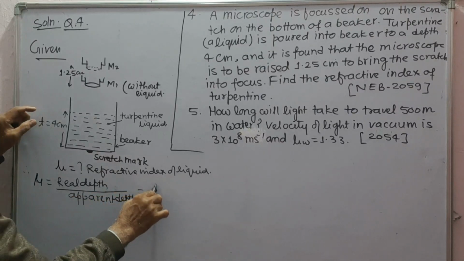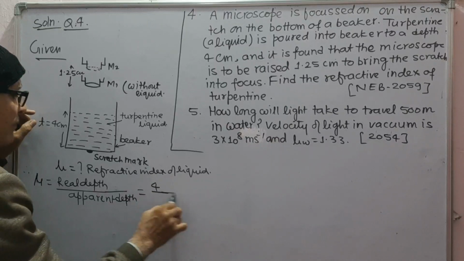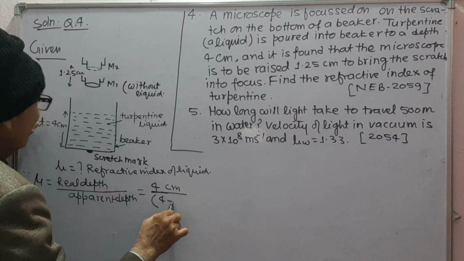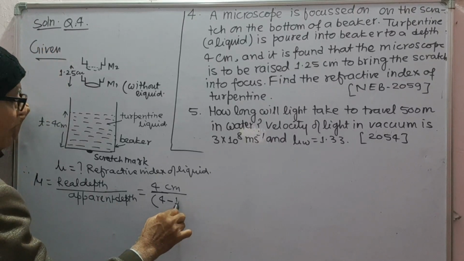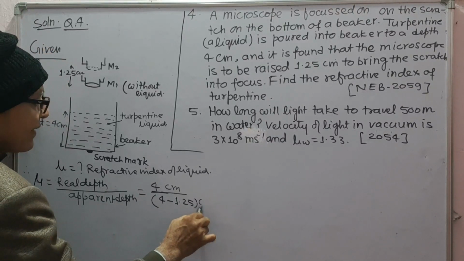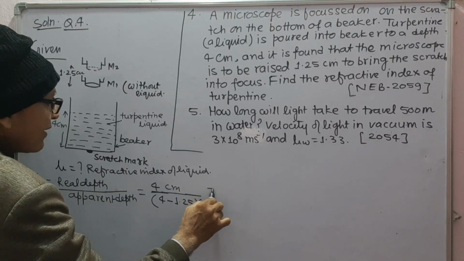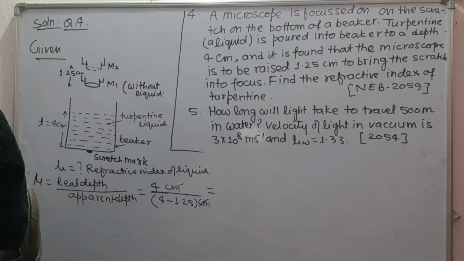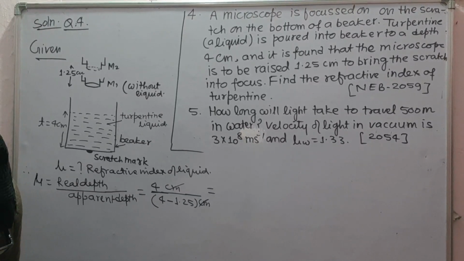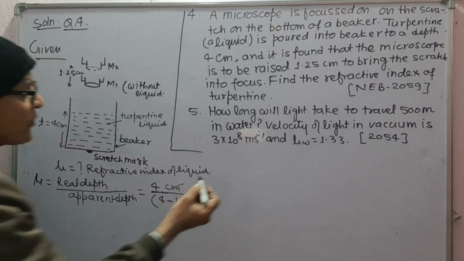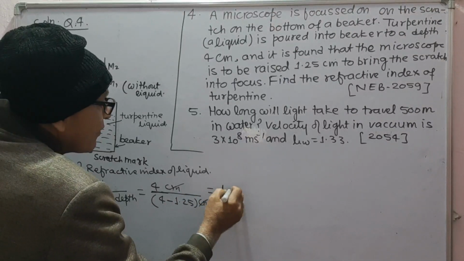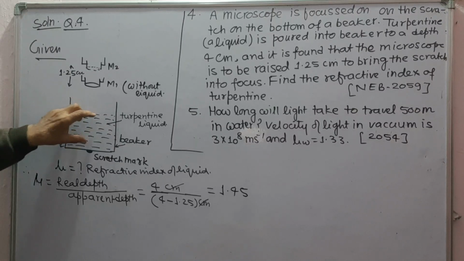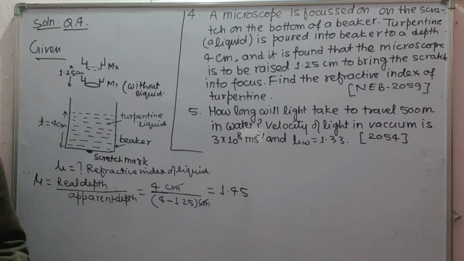Real depth is 4 centimeter and apparent depth is 4 minus this much, means 4 minus 1.25 centimeter, which gives, centimeter cancels out, and we get refractive index as 1.45. So, the refractive index of turpentine liquid will be 1.45.